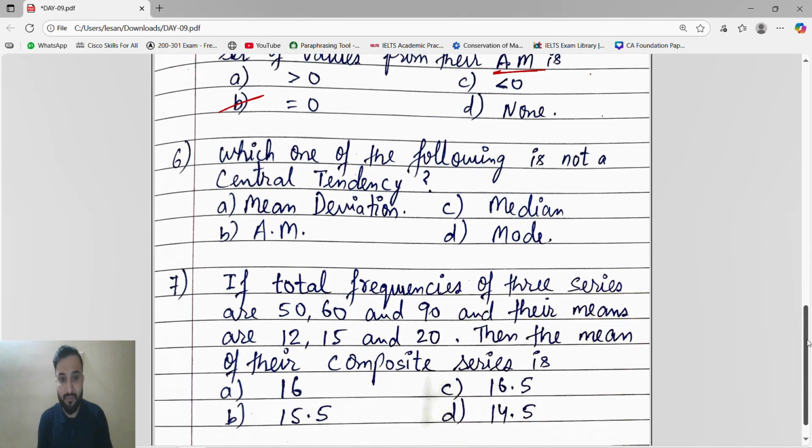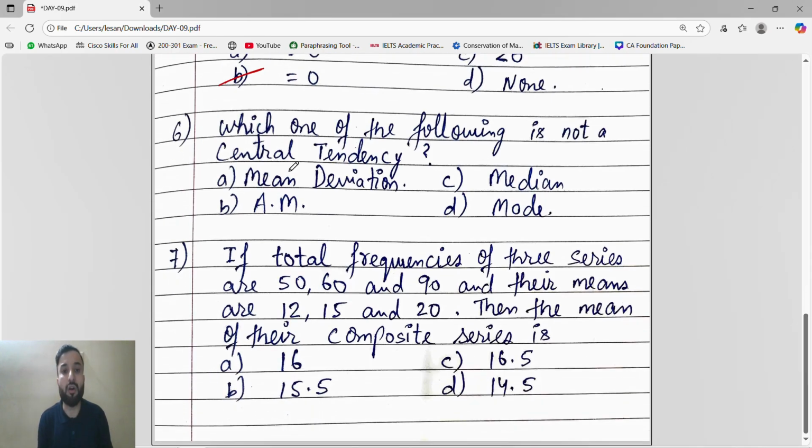Next is, which one of the following is not a central tendency? Central tendency we know, right? In central tendency we have arithmetic mean, median, mode, geometric mean, harmonic mean. Mean deviation we don't have, because mean deviation, standard deviation, quartile deviation, and range are in the measures of dispersion.